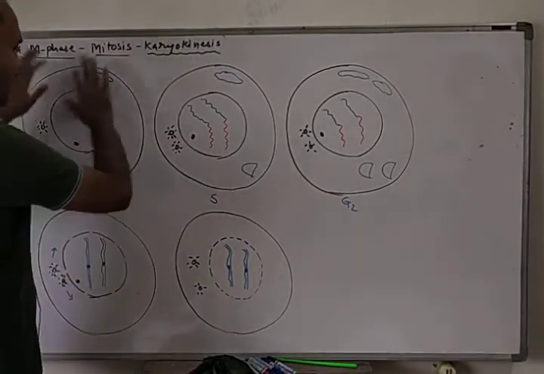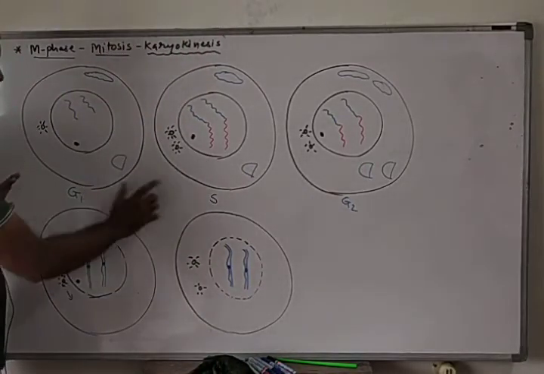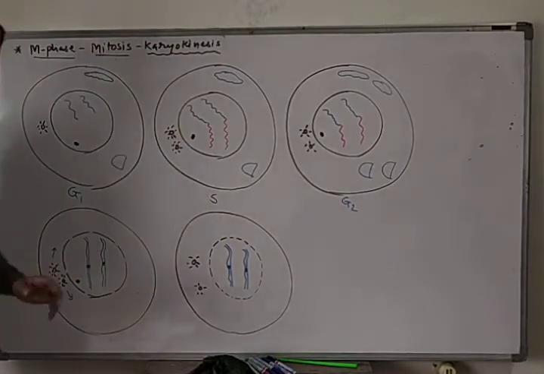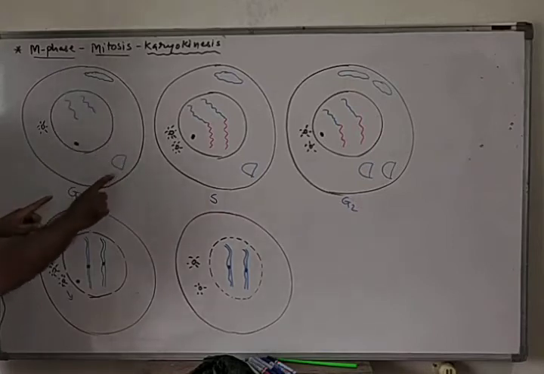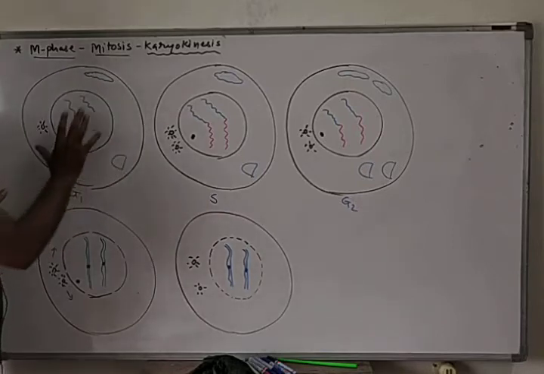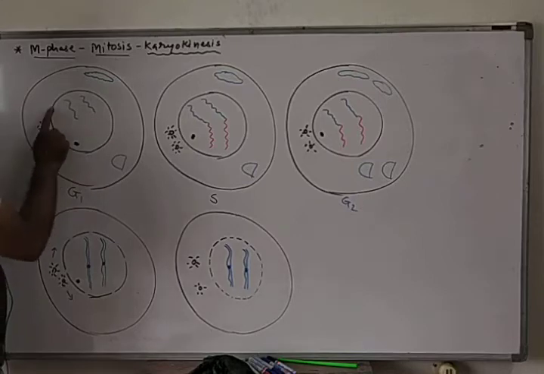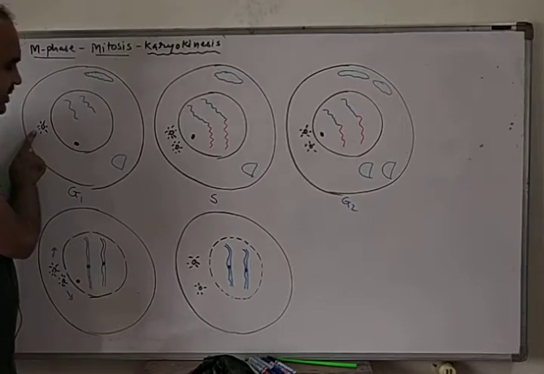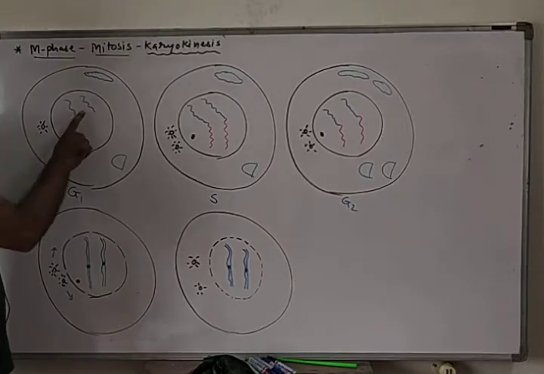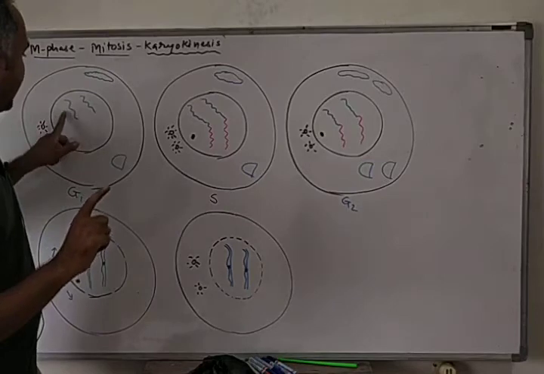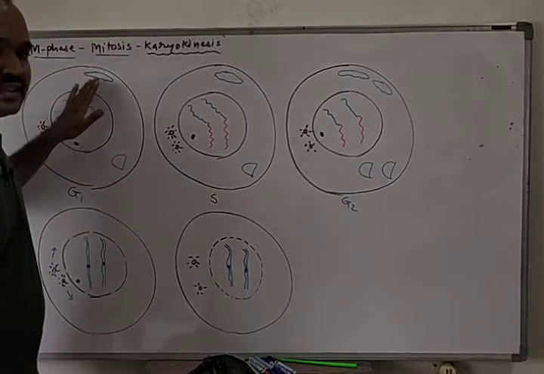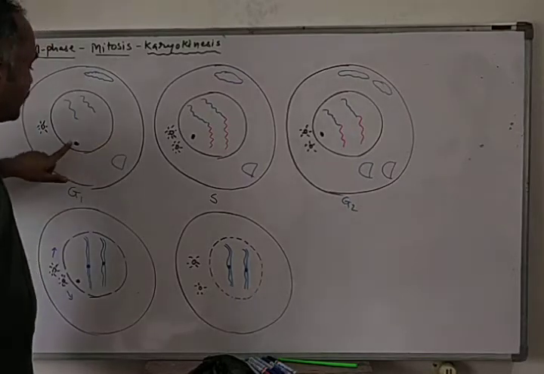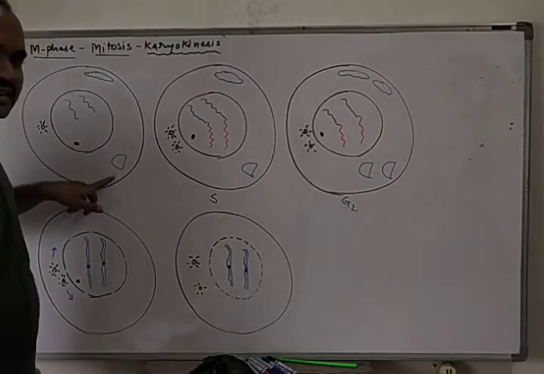In the interphase, three subphases are there: G1, S and G2. In the G1 phase, the cell was like this. It was having an intact nuclear membrane, a centriole, and chromatin fibers. In the interphase, chromatin fibers are there. The cell has mitochondria also, a nucleolus also, and chloroplast also.